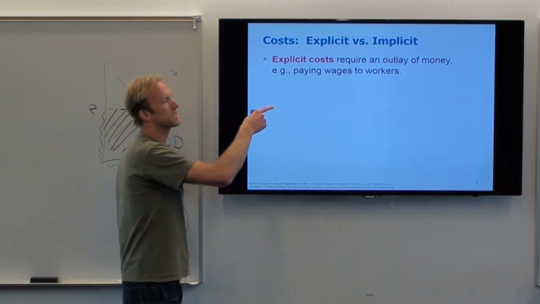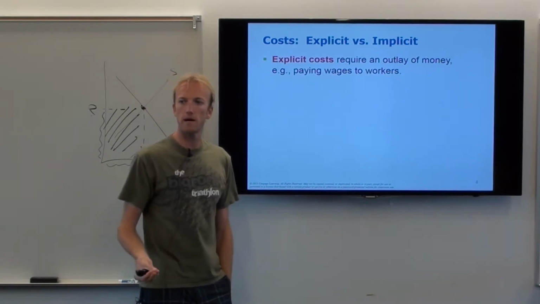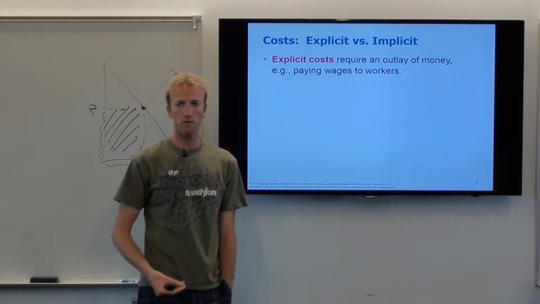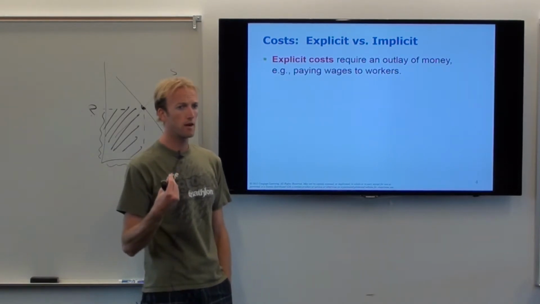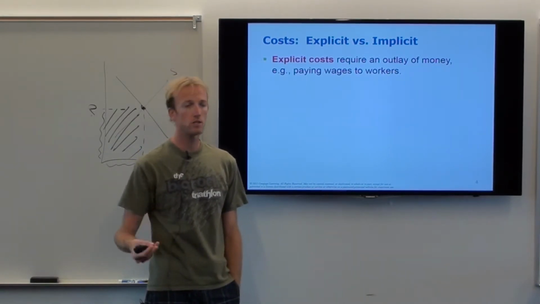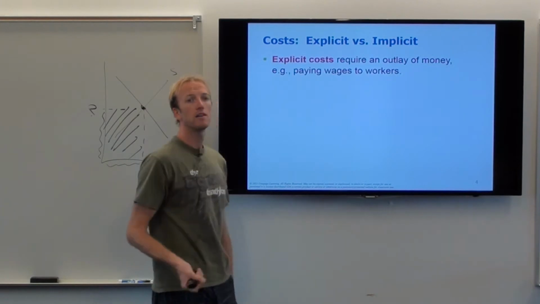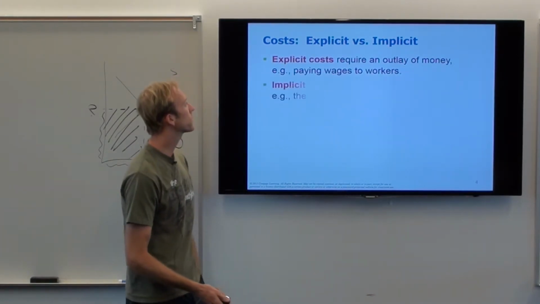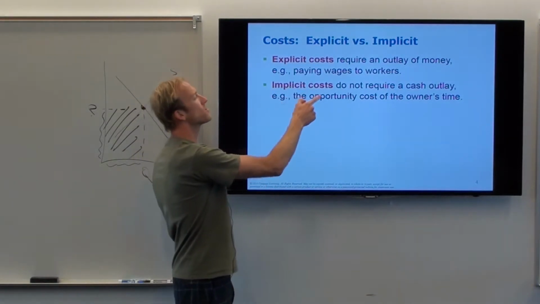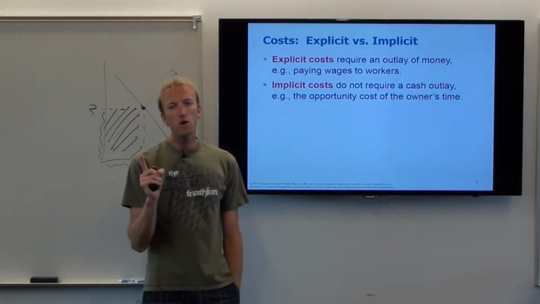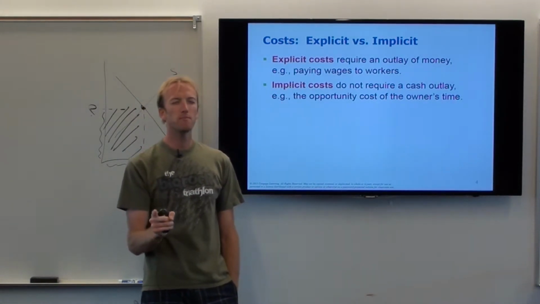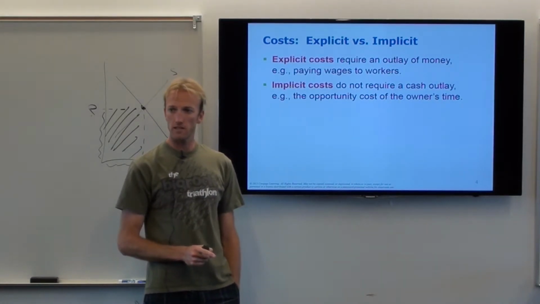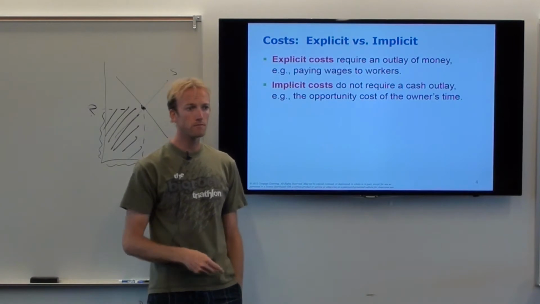So explicit costs are easy because you actually take money and you pay them to someone, right? So if you have to buy materials or if you have to pay laborers a wage, you actually are writing them a check. There's a dollar value. It's easy to calculate explicit costs, okay? Implicit costs, though, are the difficult ones, but you still have to remember about them. It's the opportunity costs. Remember opportunity costs? A long time ago, right?